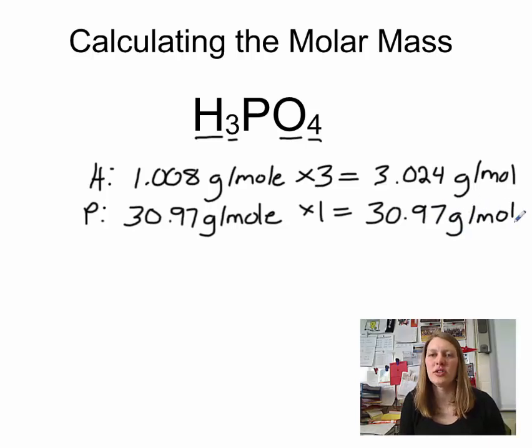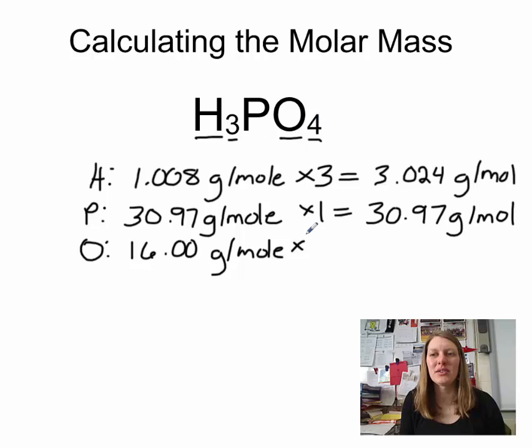And then for oxygen, oxygen's molar mass on the periodic table is 16.00 grams per mole. We have 4 atoms of that, so we got to multiply that 4 different times. So if we go 16 times 4, we get a total of 64 grams per mole.